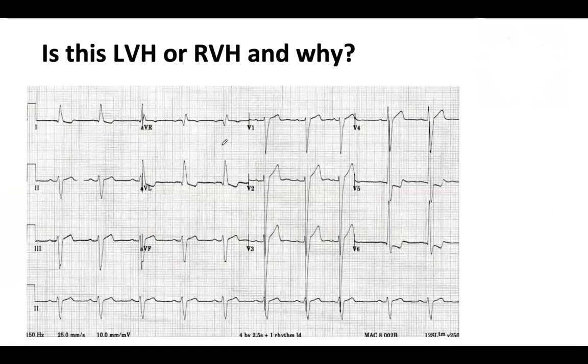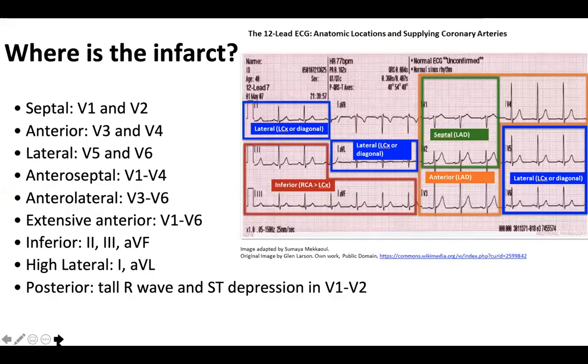So is this LVH or RVH, and why? This is LVH, and why? It's because if you look at the S wave in V2, it's really deep. If you calculate and add all this up and add it to the R wave in V6, which is this one, you will get an answer of more than 35 millimeters. So add this R wave, right to the bottom, and then this deep S wave, which goes right there, you'll get more than 35.